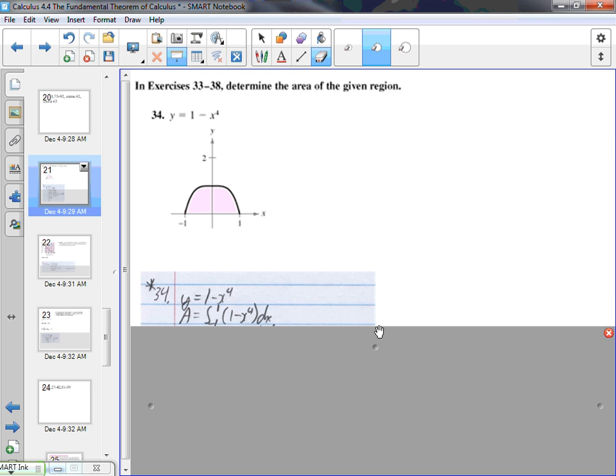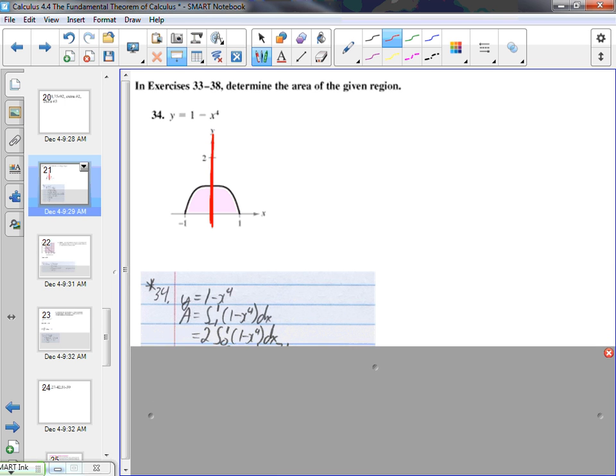But you know what is almost always, and I say almost, always the easiest number to work with? 0. Is there any way I can get a 0 as one of my limits of integration? Yeah, this is an even function. It's symmetric with respect to the y-axis. I can do from 0 to 1 and multiply it by 2. Am I required to do it this way? Nope. But it will make the evaluation a little bit easier.